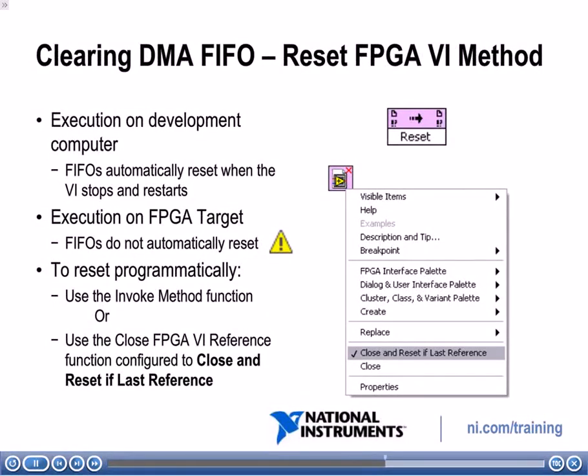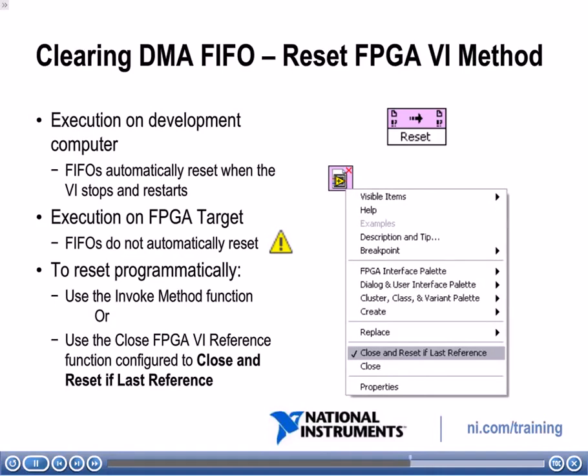Okay, so let's talk about clearing the DMA FIFO using the reset method. There is an invoke node method called reset, and if you call this, it will reset your FPGA VI to its default state, which means it will also clear all the DMA FIFOs and the FIFO information. One thing I wanted to warn you about: if you're testing your FPGA VI and executing on your development computer, like you should, the FIFOs will automatically reset when the VI stops and restarts.